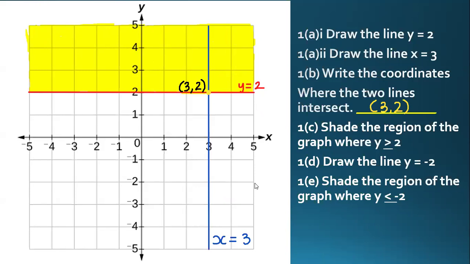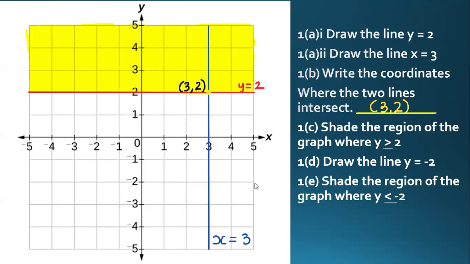All right, so that's that. Y is greater than or equal to -2. Okay, the next step we have to do is draw the line y is equal to -2. What would that be? Would that be a horizontal line or a vertical line? Horizontal.